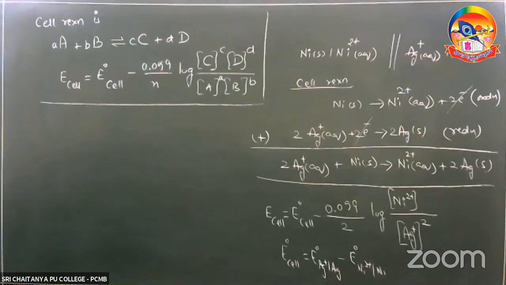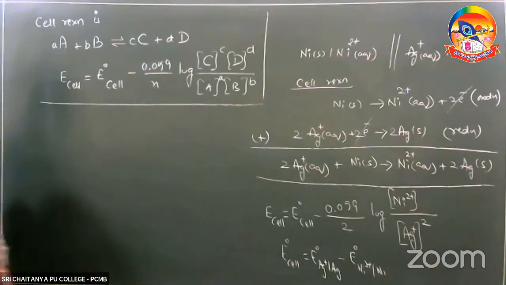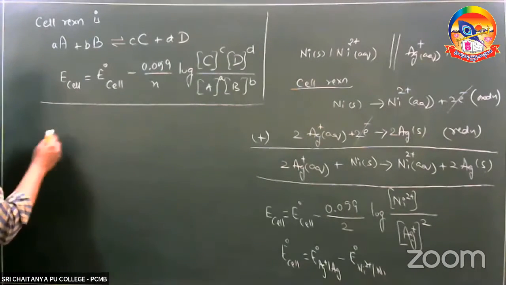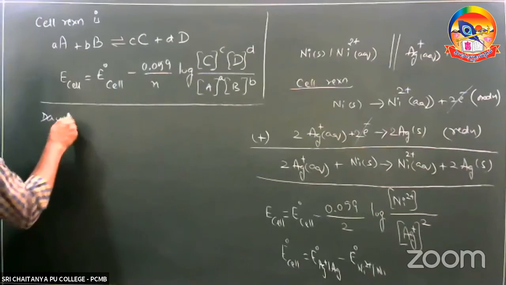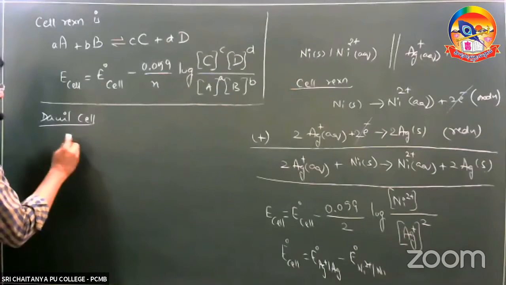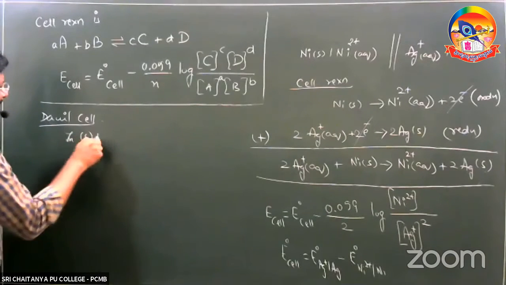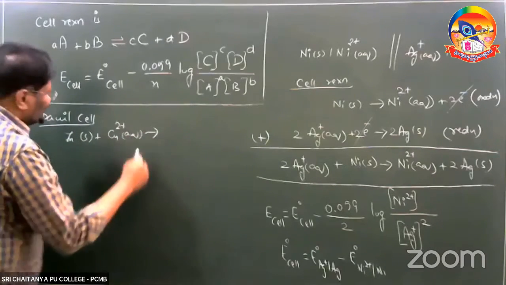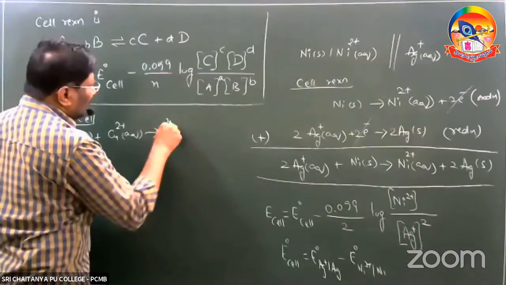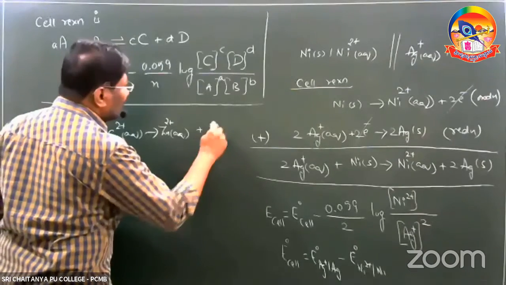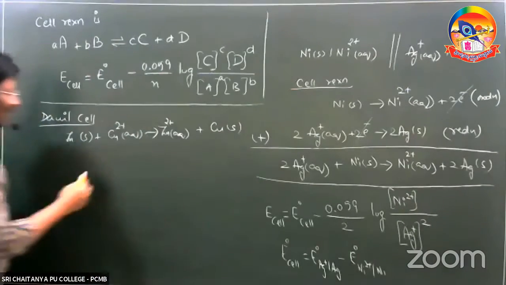Yes, next one. Yesterday, for the Daniell cell, we have written the Daniell cell reaction. In that one, zinc solid plus Cu2+ aqueous gives rise to Zn2+ aqueous plus Cu solid. So for this, what do you write now?